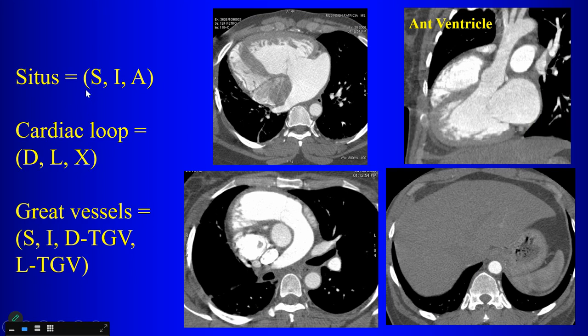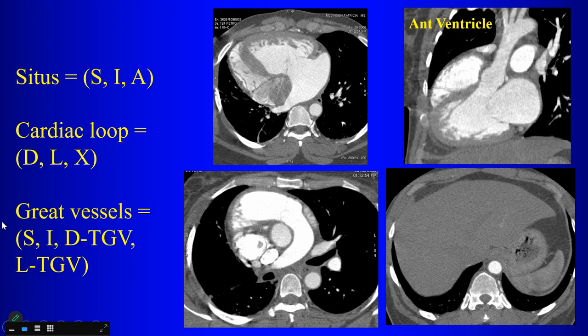So situs is what? S, right? Situs is S. Now the cardiac looping, we said this was a morphologic right ventricle, right? So what's the looping of this heart then? Still D, right? Because if you take your right hand, you can put the palm on the septum. Your thumb will align here with the inflow, and your fingers point through the board. Remember, the pulmonary artery is going to be cranial, located behind the board. So that cardiac loop is a D.